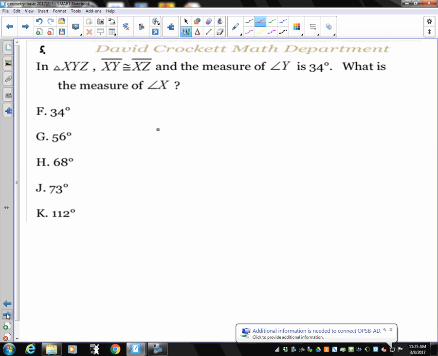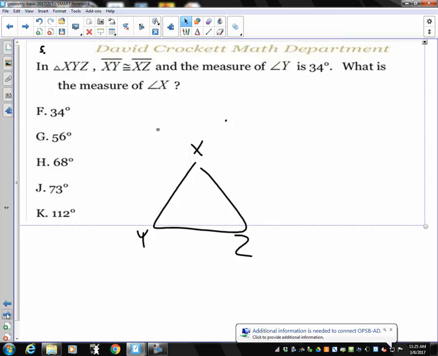Okay, on number 5, we have triangle XYZ. Notice they don't give me a picture, so I'm going to start drawing while I'm reading. Triangle XYZ, and we know that XY is congruent to XZ. So it's just screaming here, hey, I'm an isosceles triangle. Now, it says the measure of angle Y is 34 degrees. What is the measure of angle X?